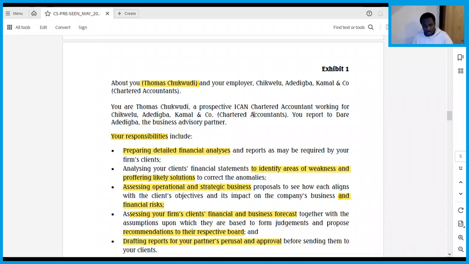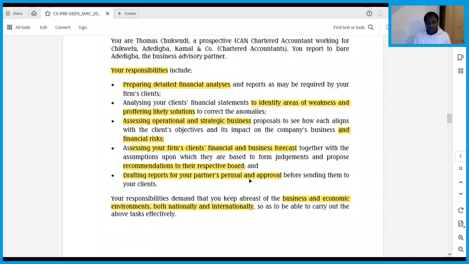You see, I highlighted it. So your responsibility now as trainee of an accounting firm and the like, is preparing detailed financial analysis to identify areas of weaknesses, profile likely solutions. You see that they're already preparing you for the expectation that we spoke about before. Assessing operational and strategic business. I'm just snapshotting this because this is not where we are going, but we need this idea so that by the time we are proceeding, we know where we are coming from. I hope we understand. That's why we are just doing this. If not, we will have just moved on.